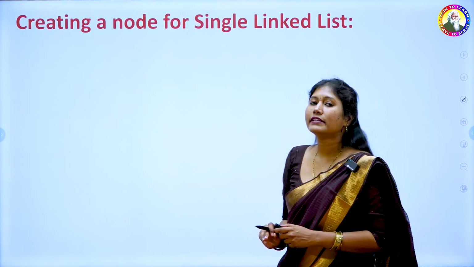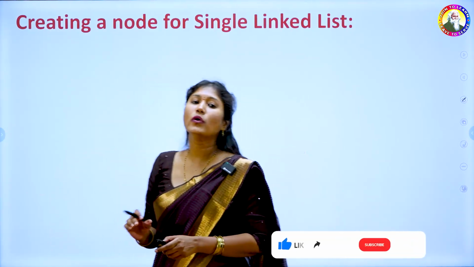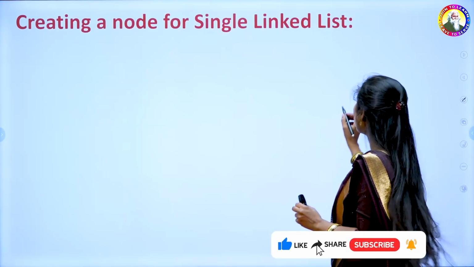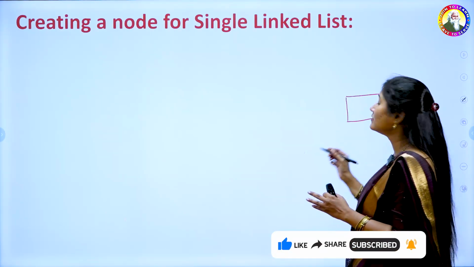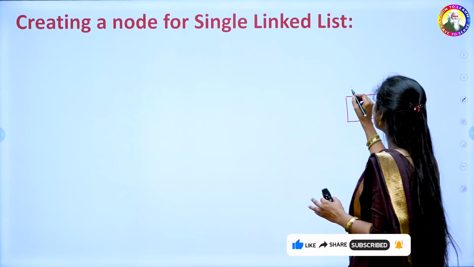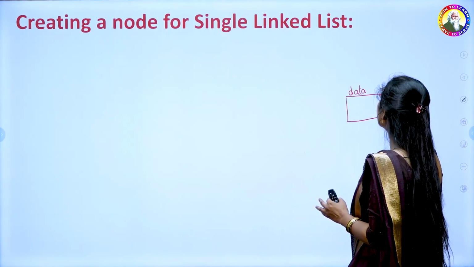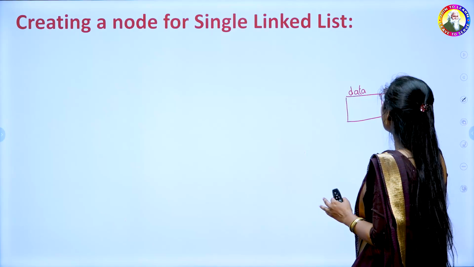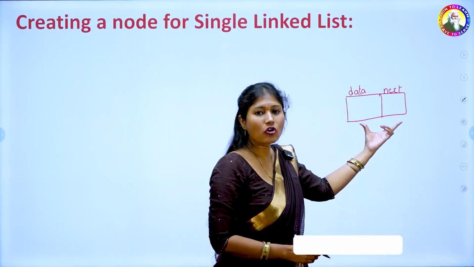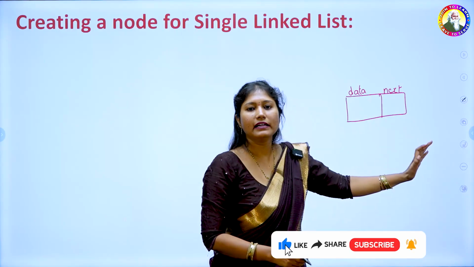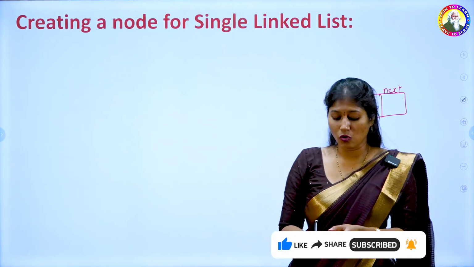First, we need to create a node for a single linked list. In the previous class, we have seen how to create a node. What is a node here? This is a node, and the node will have the 2 parts. First part is about the data, and the second one is about the next. If you observe, this node must be common for the complete linked list. So how do you have to create that node as a global variable?